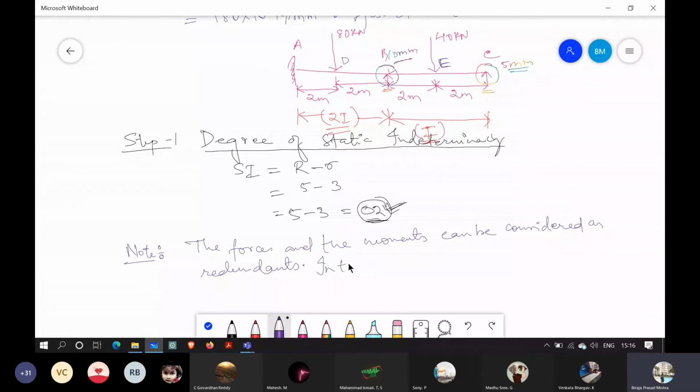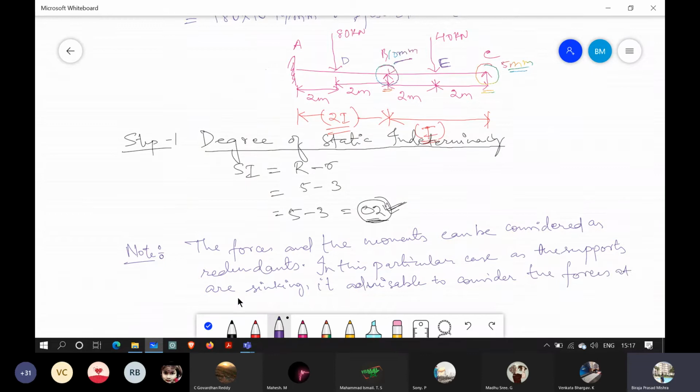In this particular case, as the supports are sinking, it is advisable to consider the forces at those supports as redundants. Okay.